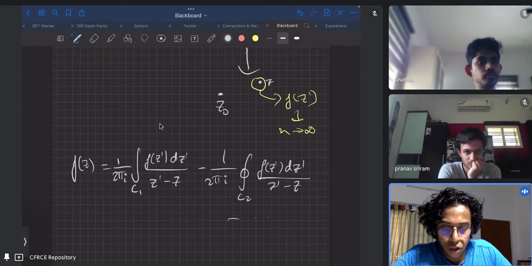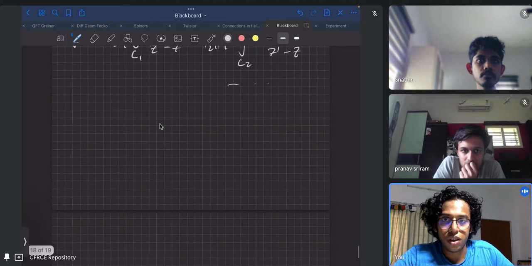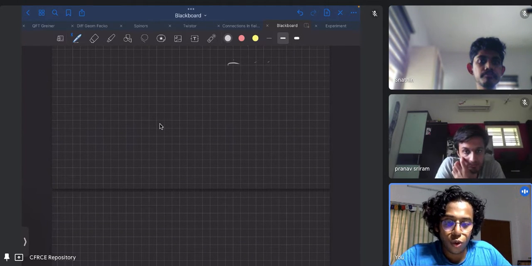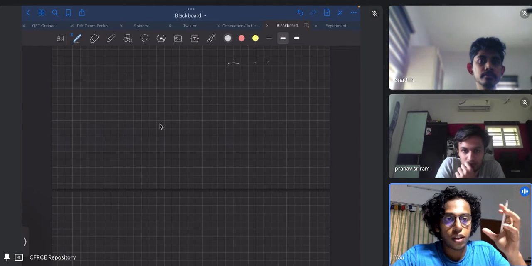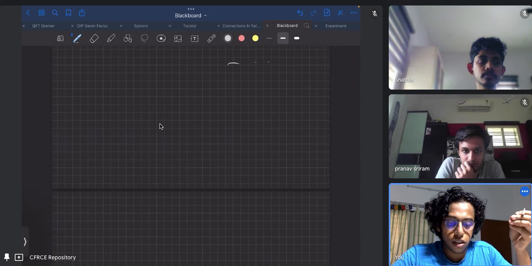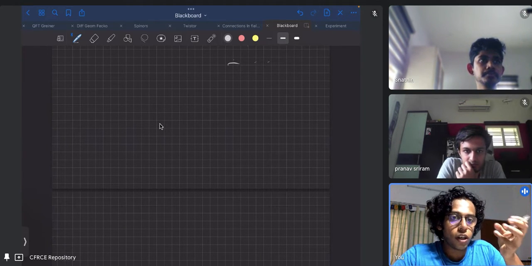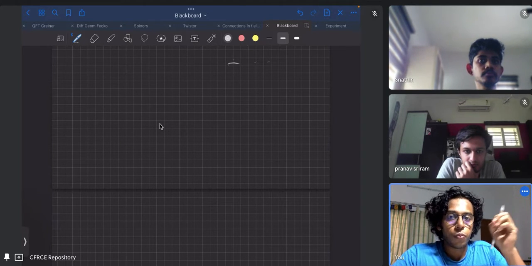So you can have additional terms. You can essentially expand this whole thing, the integral, in terms of a series. What you're trying to do is get everything in terms of singularities, and you want to give certain values to the points at each singularity.